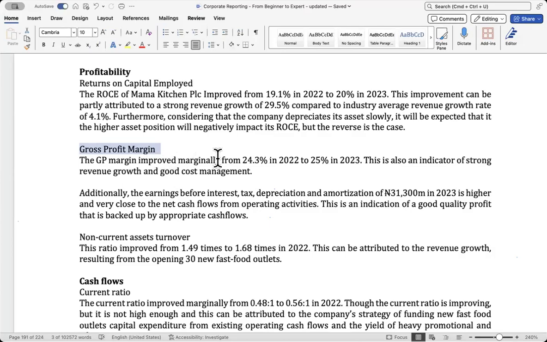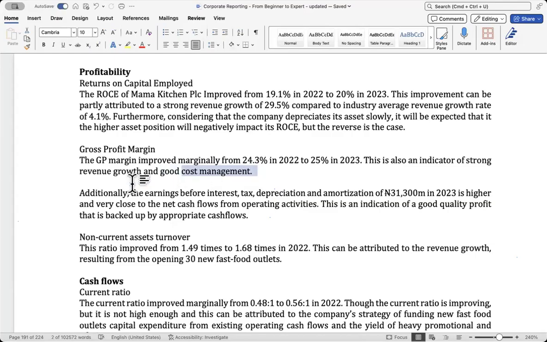So the gross profit margin improved marginally from 24.3% in 2022 to 25% in 2023. This is also an indicator of strong revenue growth and good cost management, right? I just related it to that. I can only attach growth in gross profit margin to revenue growth and the fact that they manage their cost.